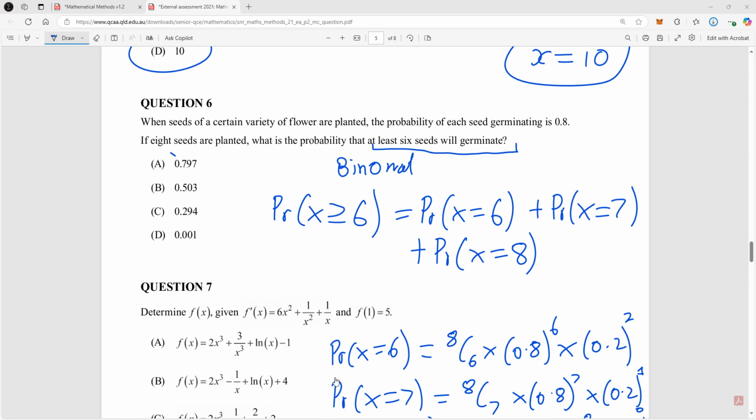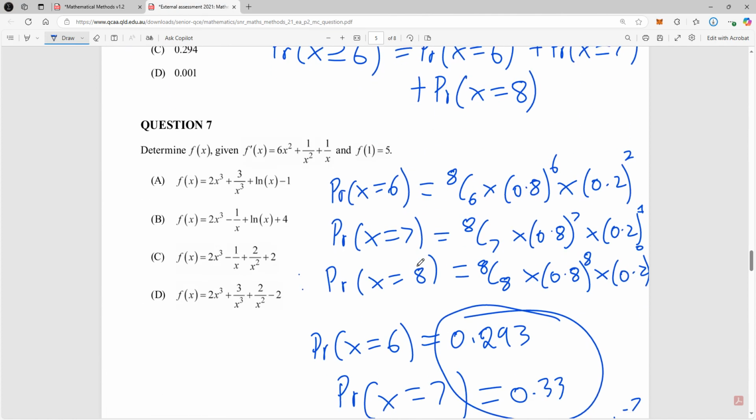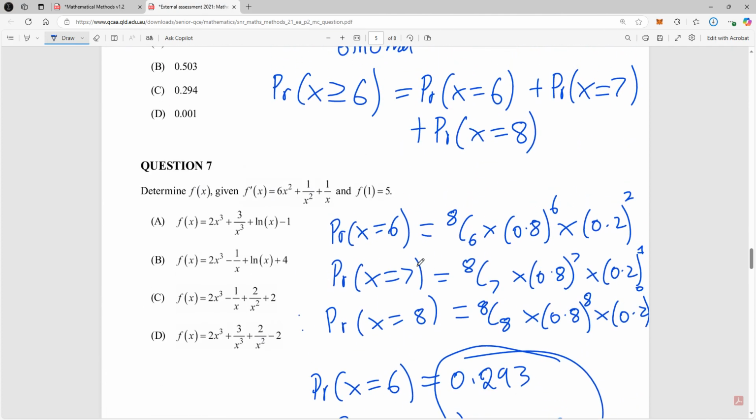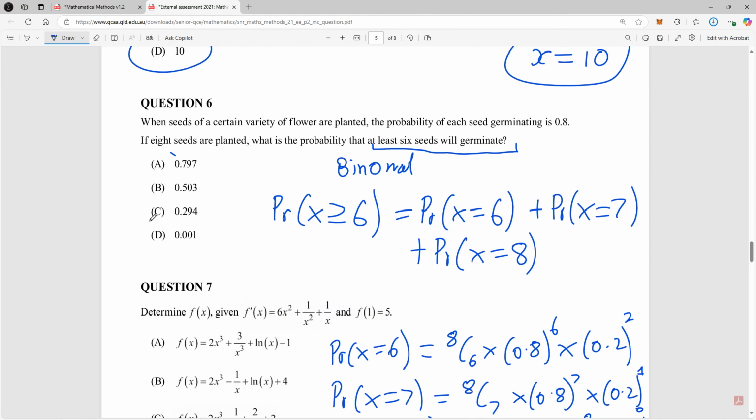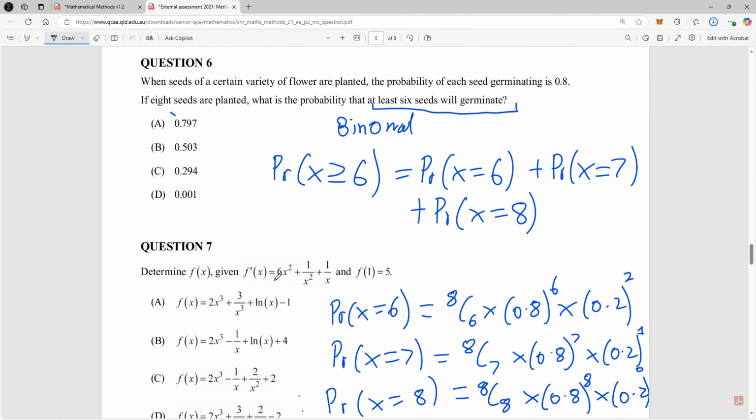At least 6 seeds will germinate. X has to be greater than or equal to 6. At least 6, so 6 or more. We have to include the 6 because it's at least 6. That one is 6, 7. Let me make sure I did that one properly.